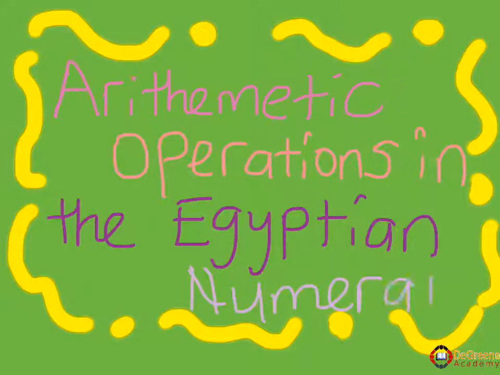Today our topic is going to be arithmetic operations in the Egyptian numerals. In our previous lesson, we learned how to convert Egyptian numerals to our normal numerals, and equally how to convert our numerals to the Egyptian numerals. Arithmetic operations in the Egyptian numerals simply has to do with addition and subtraction of the Egyptian numerals, either by summing the numerals or by subtracting them.